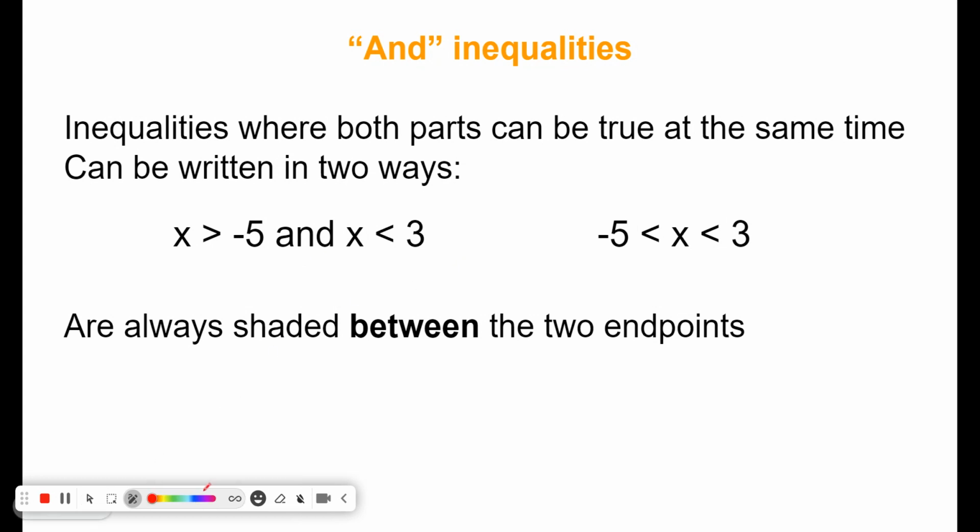Can we think of an example where that would be the case? How about the number 1? Is 1 greater than -5? Yes. Is 1 less than 3? Okay, that is an example of one that would work for an AND inequality. Same thing here. It can be written with the x in the middle. It's the same thing: x is greater than -5, x is less than 3. If it's written like this, that will be an AND inequality.